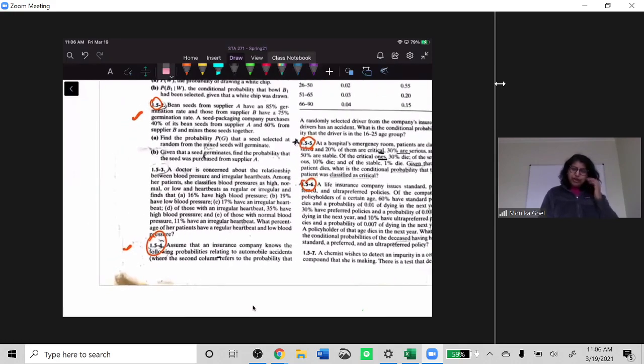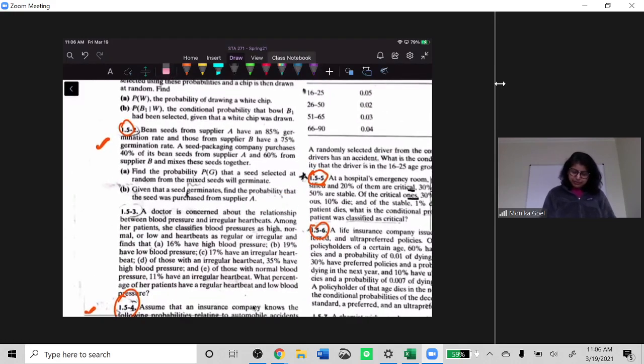So in 1.52, we said that bean seeds from supplier A have an 85% germination rate, and those from supplier B have a 75% germination rate. A seed packaging company purchased 40% of the bean seed from supplier A and 60% from supplier B and mixed it together. So when I read this paragraph, it gives me the information that there are two suppliers, A and B. A seed company purchased seeds from both suppliers, but at a different rate. From supplier A, they purchased only 40%, and from supplier B, they purchased 60%.